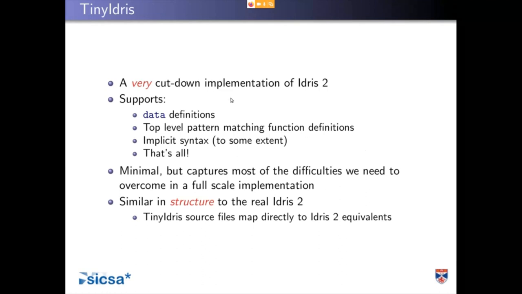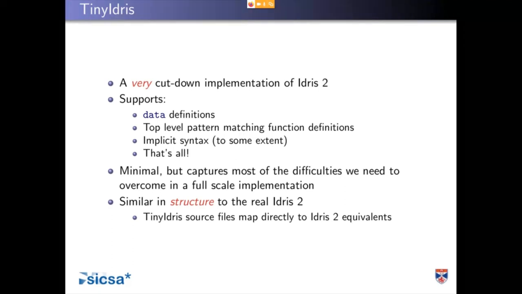So Tiny Idris, this is a very cut down implementation of Idris 2. So we're covering data definitions, function definitions. We've got a little bit of implicit syntax, so we can put underscores in for implicit arguments. While this is minimal, it still captures most of the difficulties that we need to deal with. So we're not worrying about source location. It doesn't have some of the things that would just be noise when trying to figure out how the system works. So it's just the essence of what it is to be a dependently typed language.